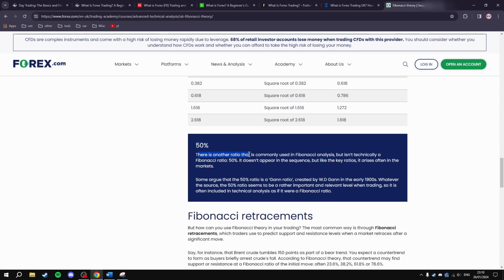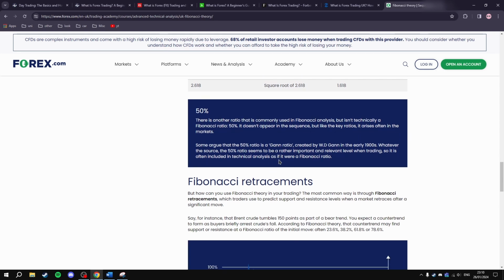There is another ratio that is commonly used in Fibonacci analysis, but isn't technically a Fibonacci ratio: 50%. It doesn't appear in the sequence, but like the key ratios, it often arises in the markets. Some argue that the 50% ratio is a Gann ratio created by W.D. Gann in the early 1900s. Whatever the source, the 50% ratio seems to be a rather relevant level when trading, so it's often included in technical analysis as if it were a Fibonacci ratio.